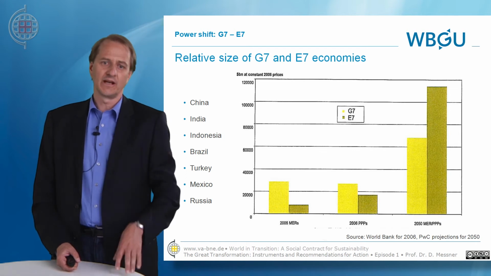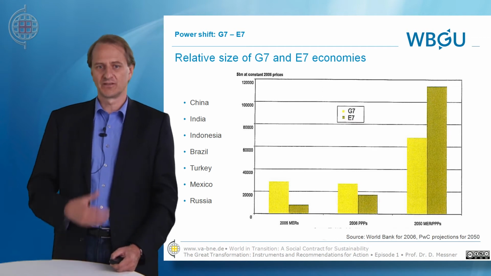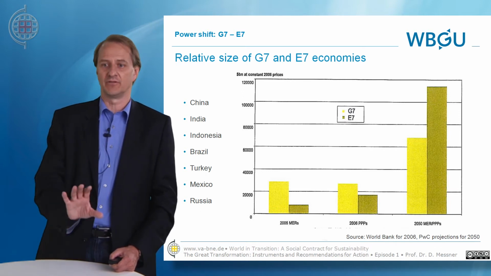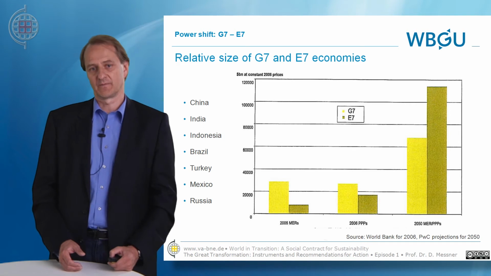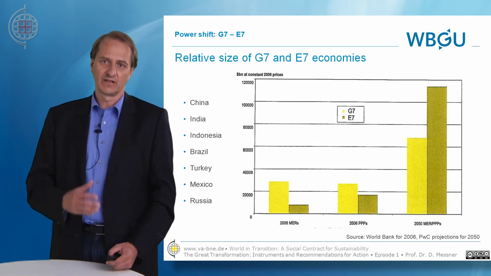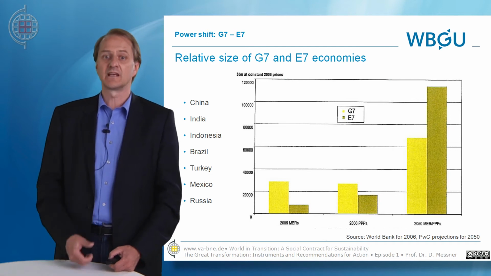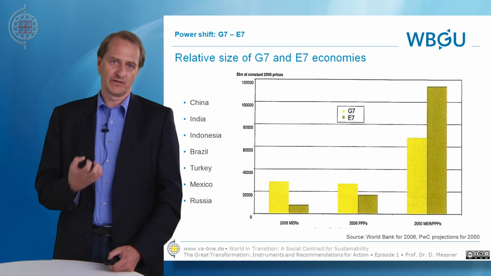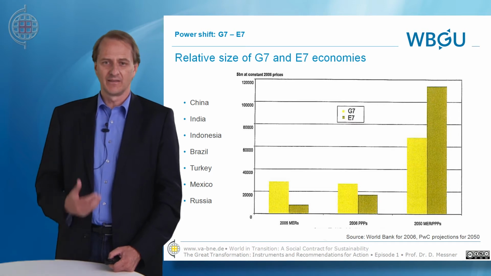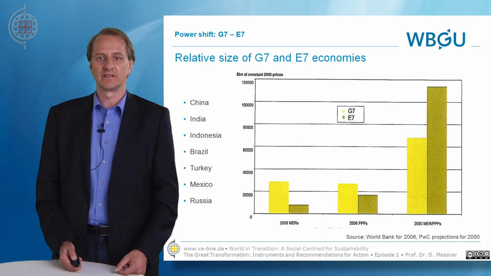When you have a look at the left-hand side of this diagram, what you see is that currently the G7 countries are still the dominating force in the global economy. Their aggregated GDP is much higher than the E7 GDP in 2006. If you look then to the right-hand side of this diagram, you can see that in 2050, given current dynamics in industrialized countries and the emerging economies, it might be that the E7 economies are much bigger in terms of economic impact and in terms of their contribution to global GDP than the G7 economies. And this implies that we are currently in a process of massive economic and political power shift in the global economy.